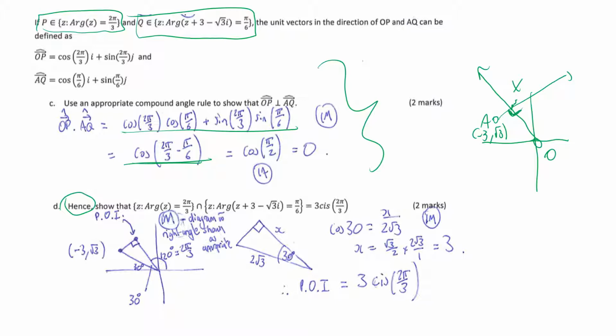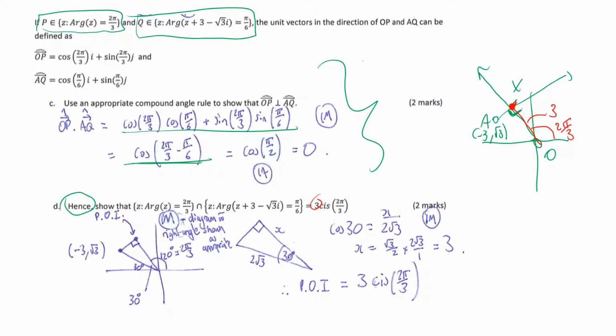Hence show that the intersection of the complex numbers that make up the first ray and the complex numbers that make up the second ray is equal to 3 cis 2 pi on 3. So let's just go to that little diagram I've drawn. X is that point of intersection, but we need to show that the distance of X from the origin is equal to 3, and the angle of rotation, of course, will have to be 2 pi on 3.